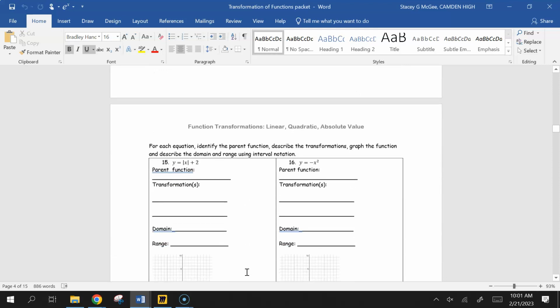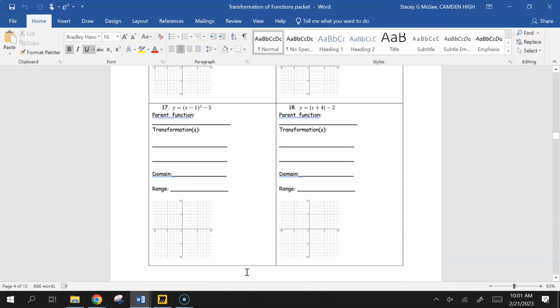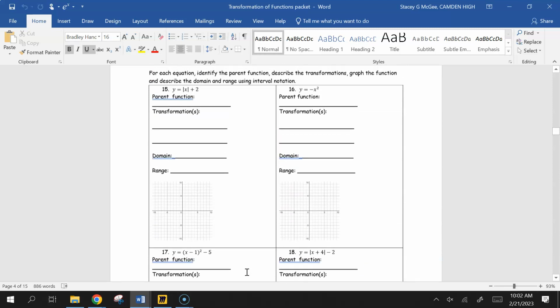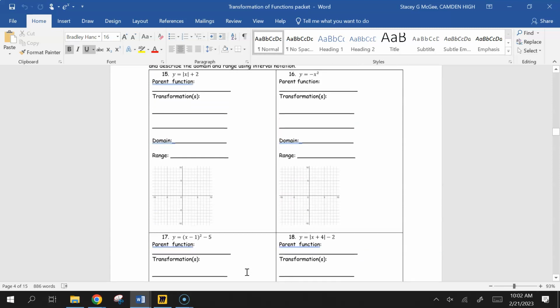How about the next page? So that's 15 through 18. 16, sure. All right. 15 and 16. All right, so 15, tell me what's happening. It shifts up 2, right?